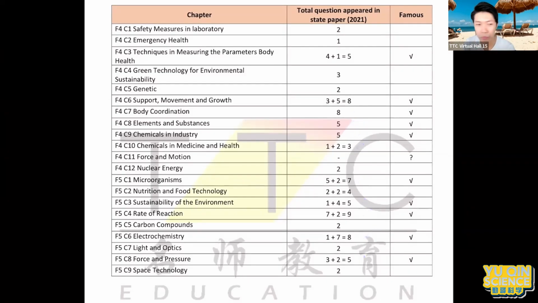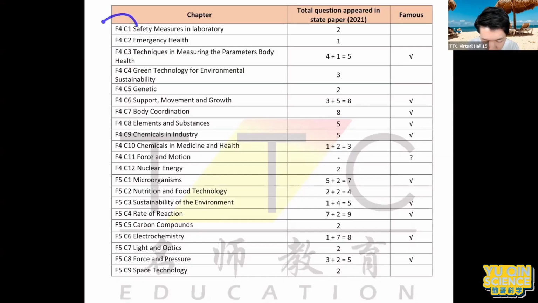Yeah, there you go. Okay, so maybe this is something to help you out. I see state papers were crazy over Form 4 Chapter 6, crazy over Form 5 Chapter 1 microorganisms, crazy over rate of reaction, force and pressure, the Bernoulli principle, Pascal principle. Then maybe you want to make sure you're okay with those chapters just in case they also come out in your SPM. But that doesn't mean everything.